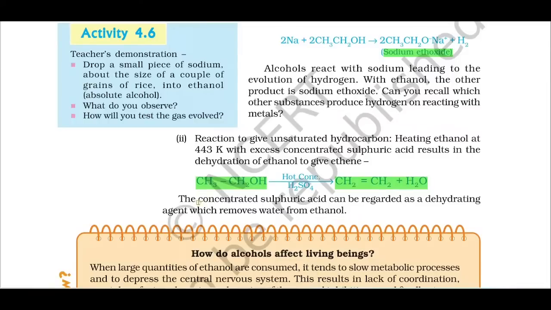Here the concentrated sulfuric acid acts as what? Dehydrating agent. That means it removes the water molecule, right? Name the material which is used as a dehydrating agent when ethanol is converted into ethene. What is the answer? Sulfuric acid. What is a dehydrating agent? It removes the water molecule.